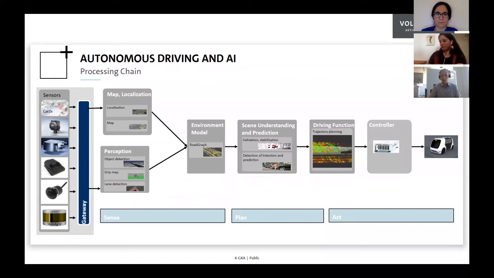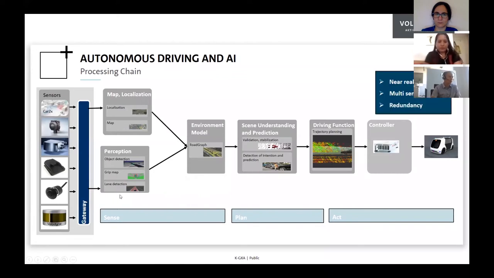And lastly, there's the acting step, wherein you actually choose a trajectory, a point cloud in time, that you want to follow and send this to your controller that is actually following this trajectory. So that's the sense, plan, act paradigm. And in principle, that's what everyone is doing when it comes to automated driving.